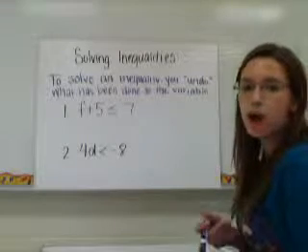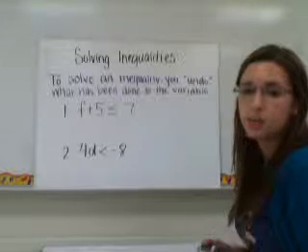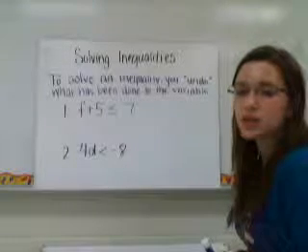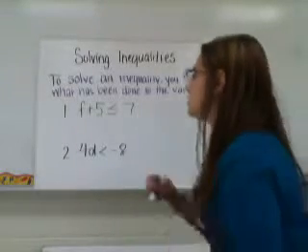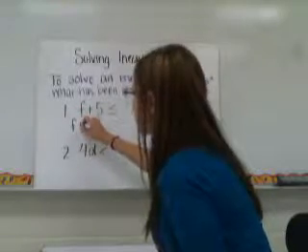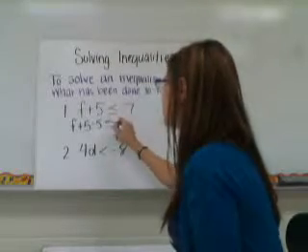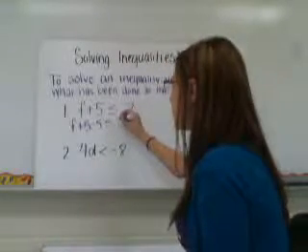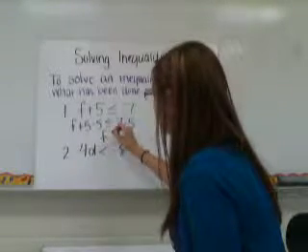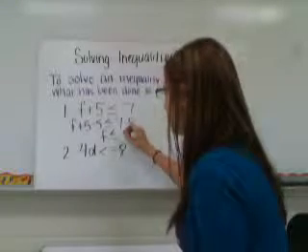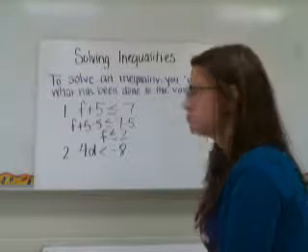Alright, when solving inequalities, you undo what has been done to the variable, just like when you solve equations. So the first one we have f plus 5 is less than or equal to 7. So first I've got to do f plus 5 minus 5 to undo the 5. Rewrite my sign. I have to do the same thing on the right side, so 7 minus 5. Our final answer is f is less than or equal to 7 minus 5, which is 2. So f is less than or equal to 2.